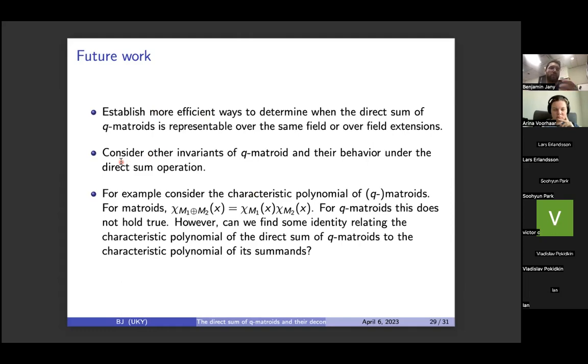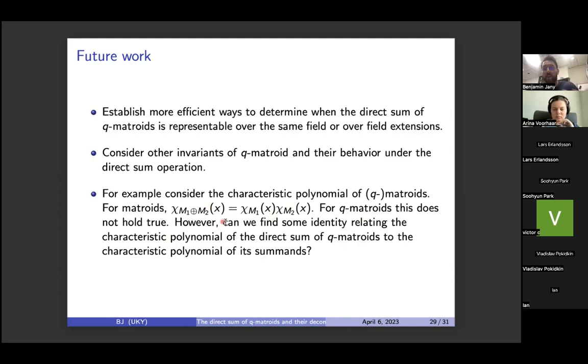into irreducible components, one can start studying other invariants of q-matroids and see how those behave under this direct sum operation. For example, the characteristic polynomial of q-matroids, right? We know for classical matroids that the characteristic polynomial of a direct sum of matroids will just be the product of the characteristic polynomial of each summand. However, for q-matroids, that's not true. One can do some baby example and see pretty straightforwardly that this identity is not true. But can one find a different identity, right?